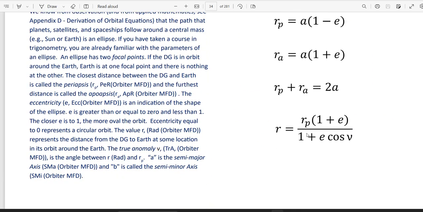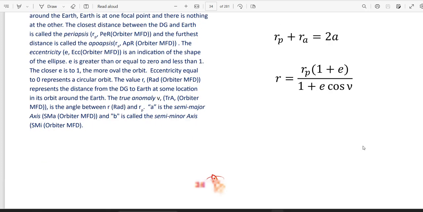This equation comes in handy as well. It's saying how far the object in orbit is from the central mass. If you know the angle of its orbit, you know the eccentricity and you know the periapsis point, you can figure out where it is at any point in its orbit if you know those quantities.